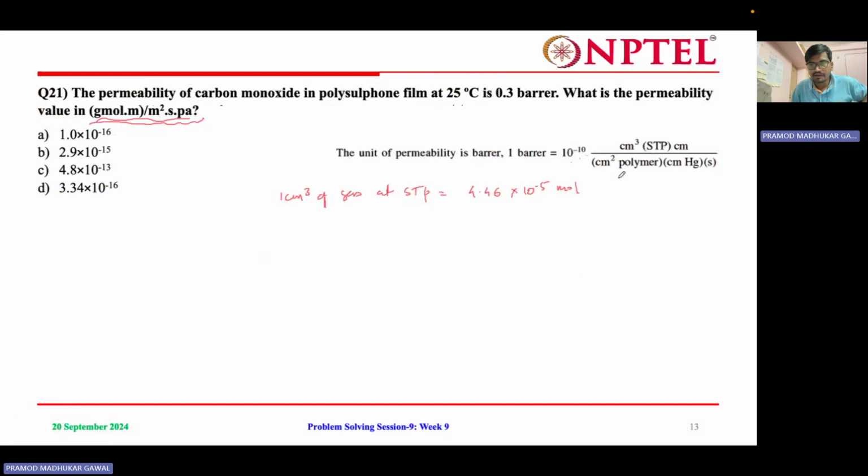We get it by PV equal to NRT. So N by V equals P by RT, with P equal to 1.01325 bar, 1 atm, and temperature of 0 degrees Celsius. So we get this value.